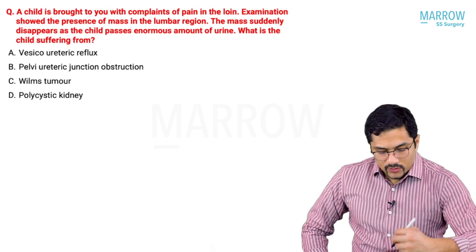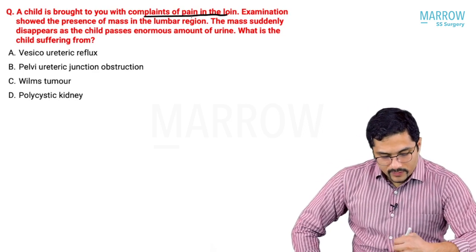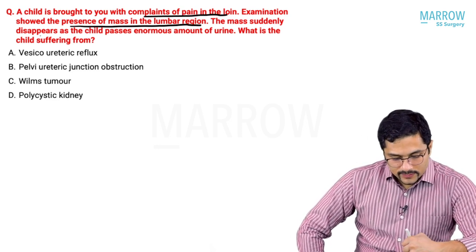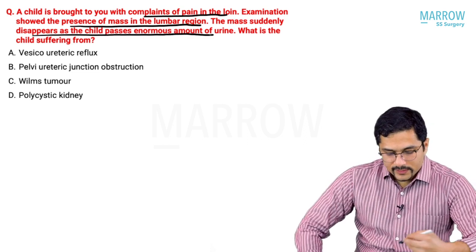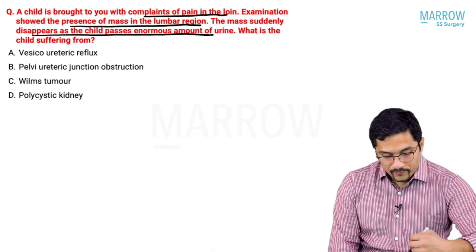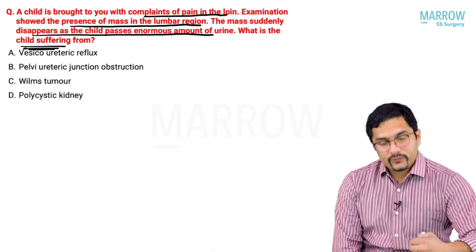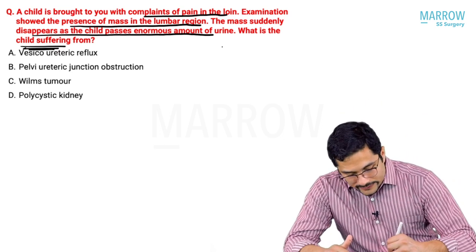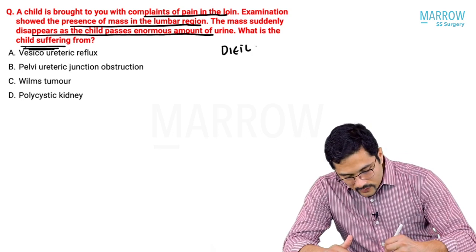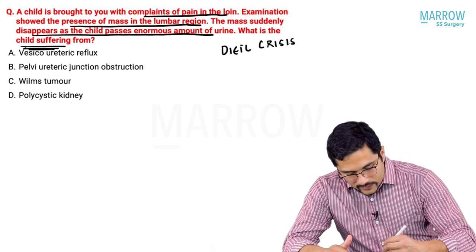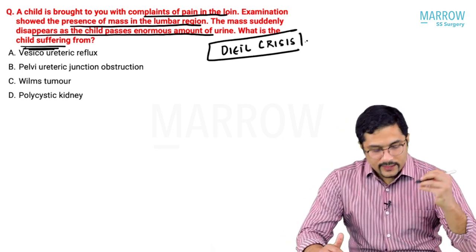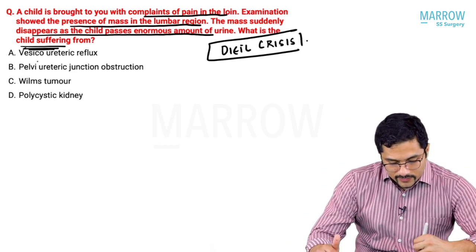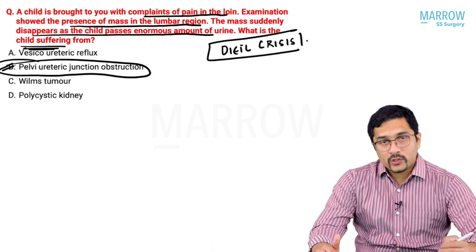A child is brought to you with complaints of pain in the loin. Examination shows a mass in the lumbar region. The mass suddenly disappears as the child passes large amounts of urine. What is the child suffering from? So, this is the typical description of Dietl's crisis. And Dietl's crisis is seen when there is hydronephrosis, usually when there is pelviureteric junction obstruction.